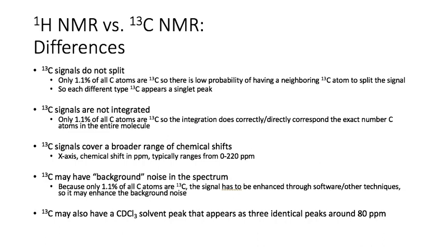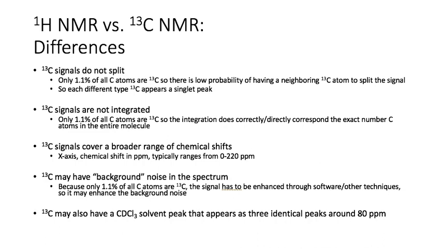The reason it doesn't happen is because only about 1% of all carbon atoms are actually the isotope carbon-13. So there's a low probability of finding a carbon-13, and then the probability of its neighbor also being a carbon-13 that's able to split my carbon-13 is very, very low. So you probably won't see the signal split by neighboring carbons. That means each type of carbon-13 is only ever going to show up as a singlet. You'll only see one peak.